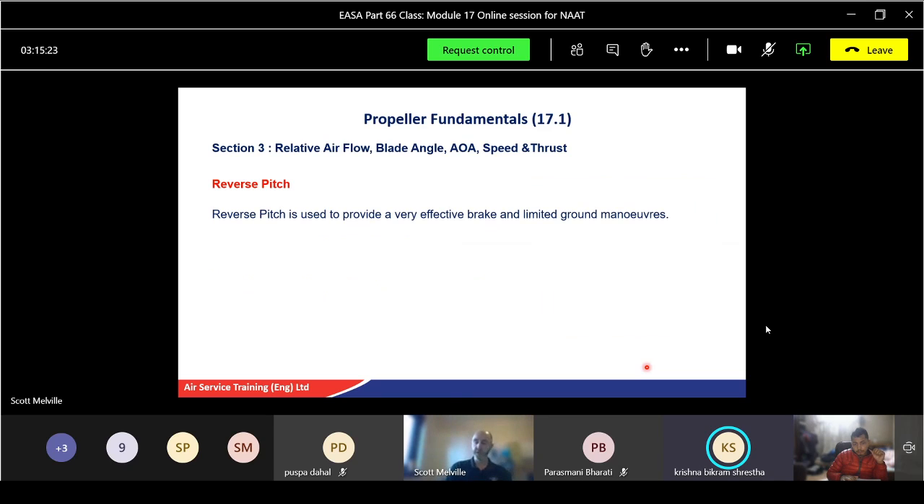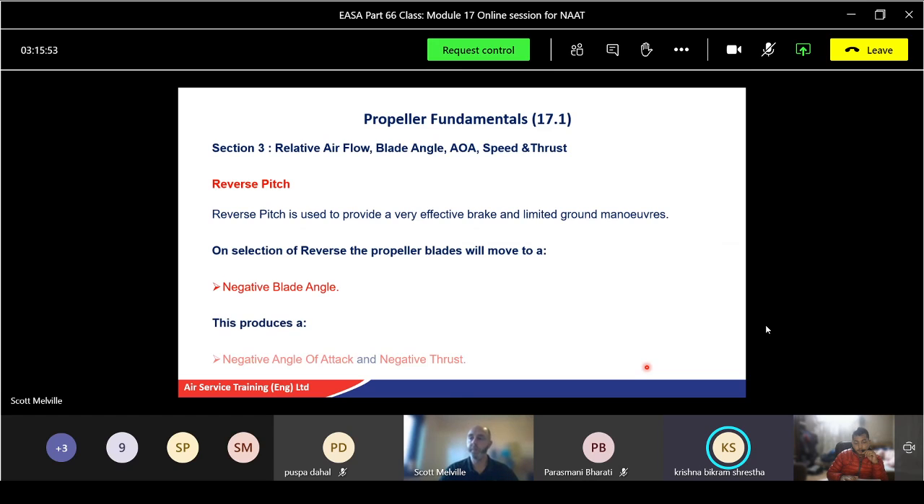Reverse pitch, as mentioned, is used to provide a very effective brake. As we land, we set the propeller to reverse pitch angle. That can help us to slow down. I said before, you can actually reverse the aircraft. If you look at the Hercules aircraft, the C-130, it does this for a very quick landing. In selection of reverse, propeller blades move to a negative blade angle, and that produces, strange enough, a negative angle of attack, and therefore a negative thrust. It just does the same thing as before, but in the opposite direction. That's all it's doing.